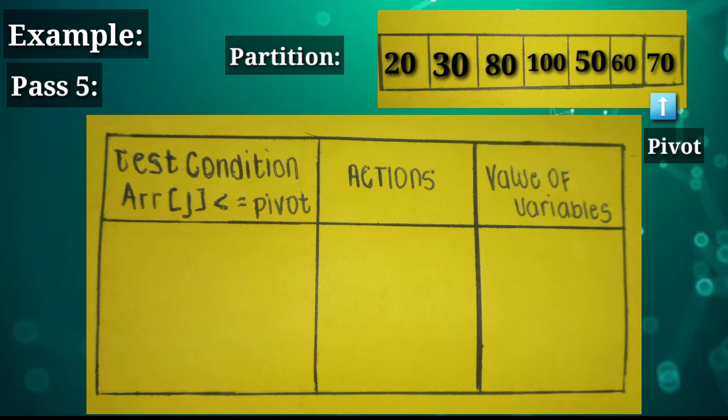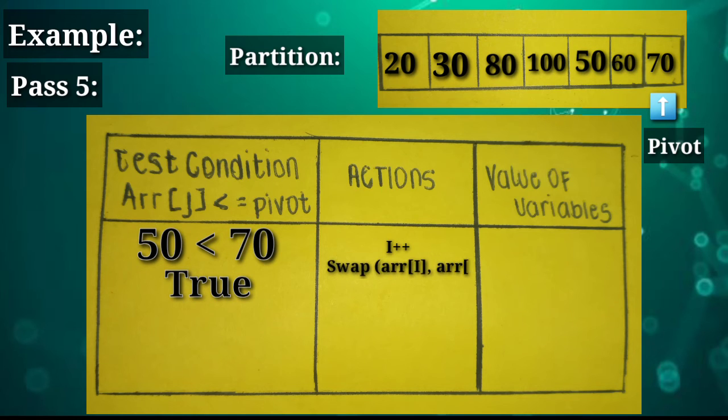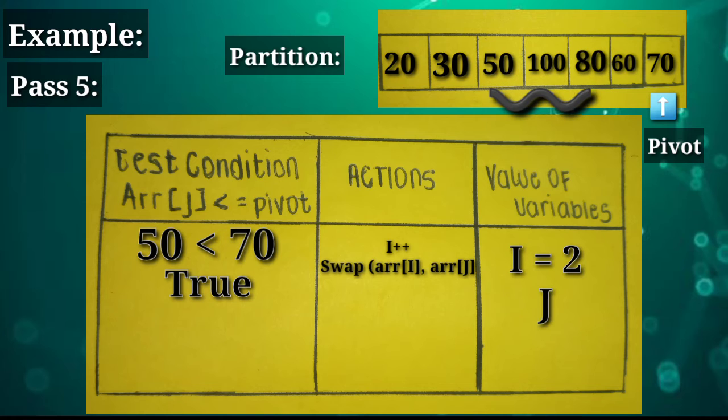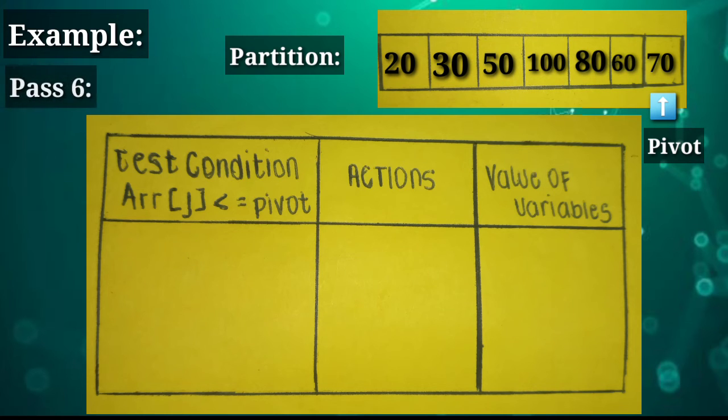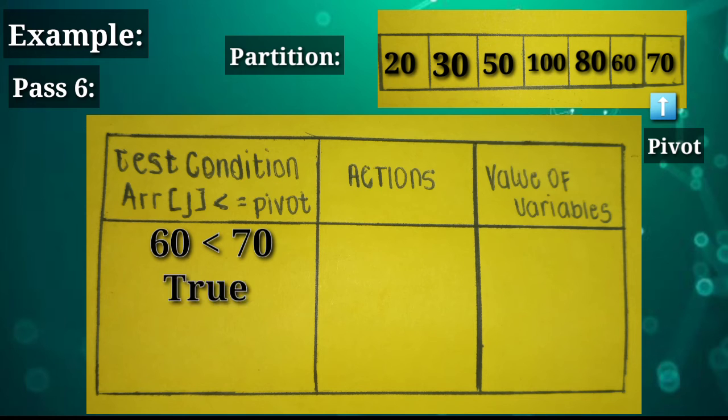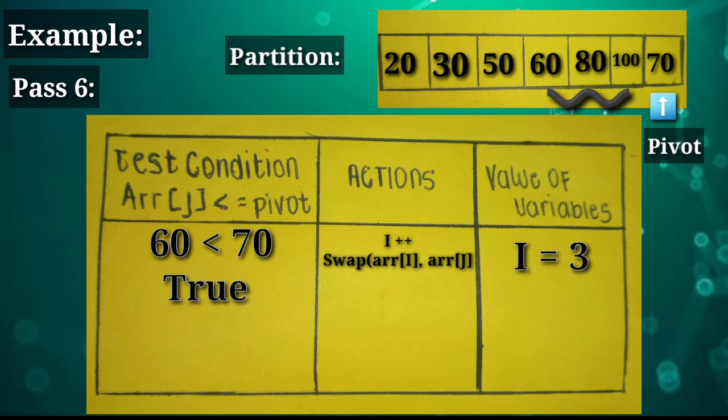Pass 5 is 50 is greater than 70, which is true. So swap the array I, then the array J. The value of I is equals to 2 and J is equals to 4. So pass 6 is 60 is greater than 70, which is true. Swap the array I and array J. The value of I is 3 and the value of J is 5.